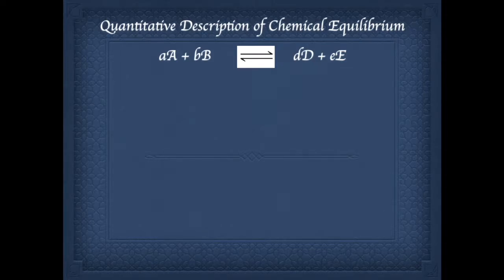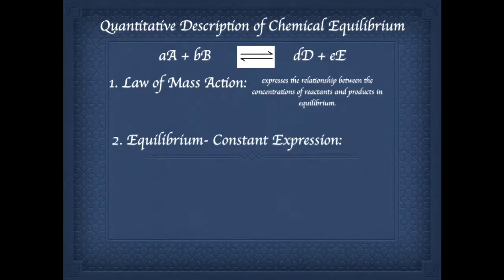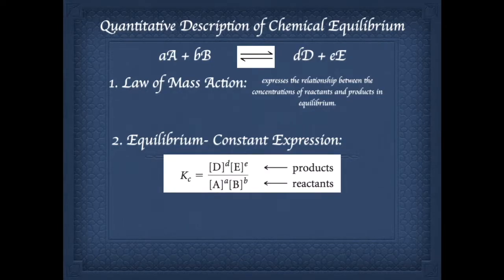And I have this double arrow, and that represents the fact that that reaction reaches chemical equilibrium. So the law of mass action actually expresses the relationship between the concentrations of reactants and of the products once you have reached equilibrium. So specifically, the equilibrium constant expression demonstrates the relationship as expressed by the law of mass action.